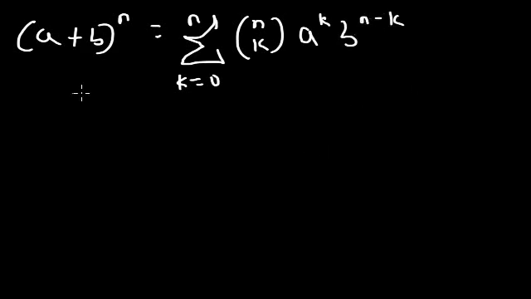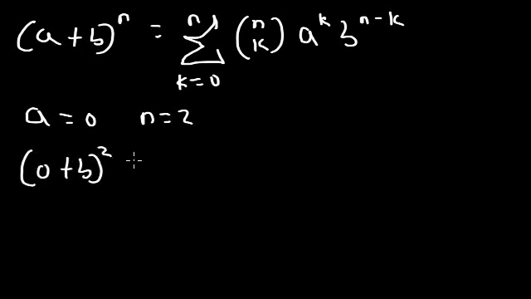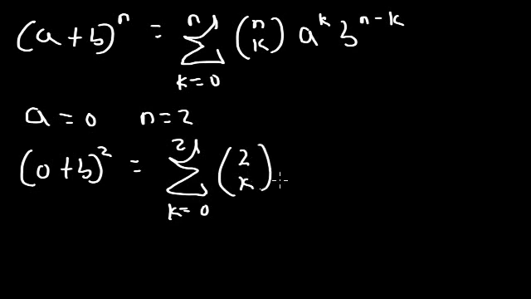Now, what if we consider a to be 0 and n to be equal to 2? Notice that we can now have 0 plus b raised to the power of 2 to be equal to the summation from k equals 0 all the way to 2 of 2 combination k, a raised to the power of k, b raised to the power of 2 minus k.